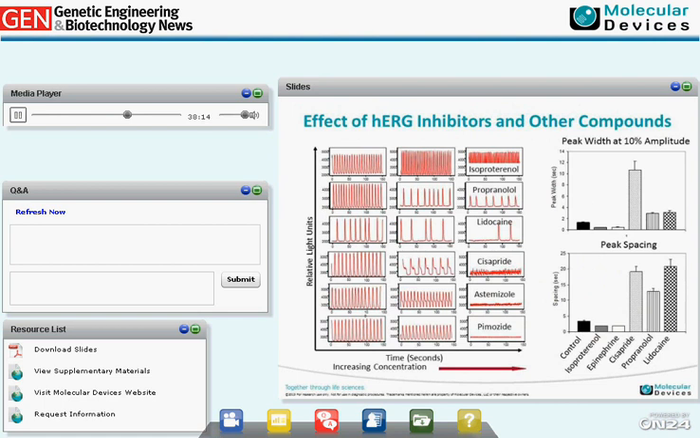And we can also, as I mentioned, measure other parameters. Here we're comparing peak width at the 10% amplitude to peak spacing. And so we can see the control wells have very regular spacing. In fact, we get about 10% to 15% CVs well-to-well for our control.